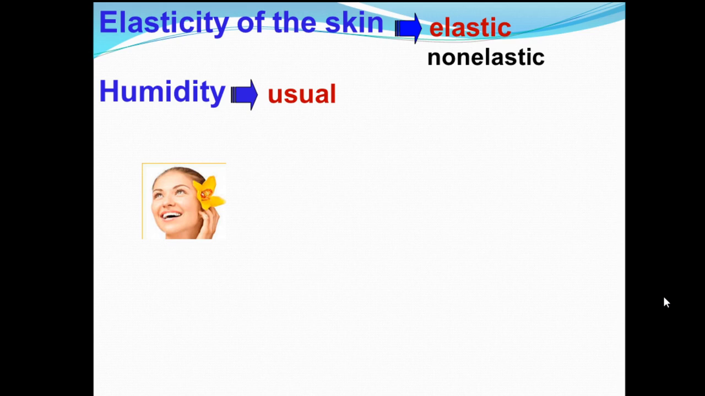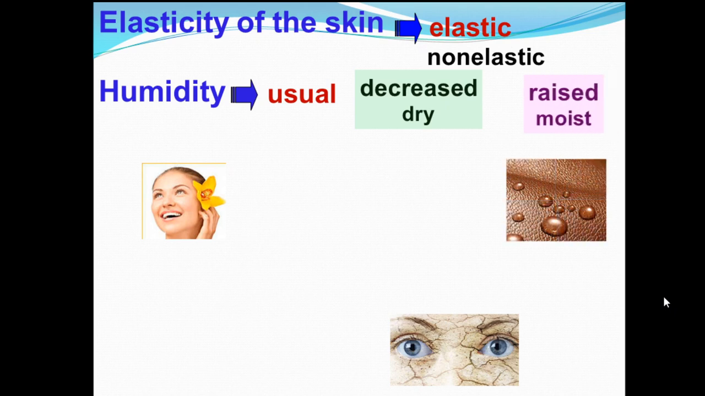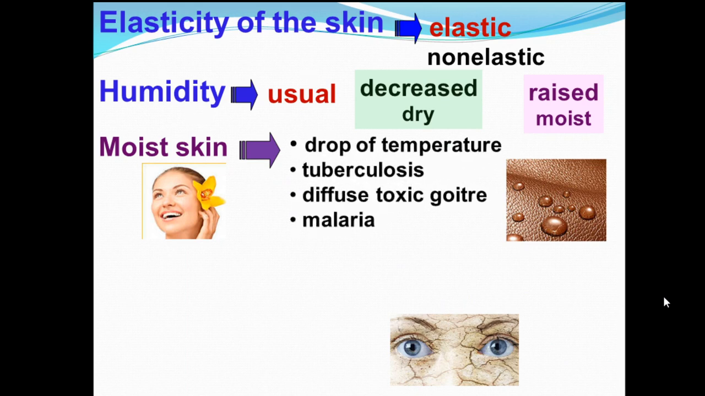Humidity is also tightly correlated with water balance, and normally we are talking about usual humidity, which is accompanied by elastic skin. In pathology, humidity may decrease, and we are talking about dry skin, or the opposite, rise, and we are talking about moist skin, when drops of water are visible on the skin as if the patient just came out of the shower. Moist skin is characteristic for a patient with decreased body temperature, usually in the crisis period. Patients with tuberculosis, diffuse toxic goiter, and malaria are also characterized by moist skin.